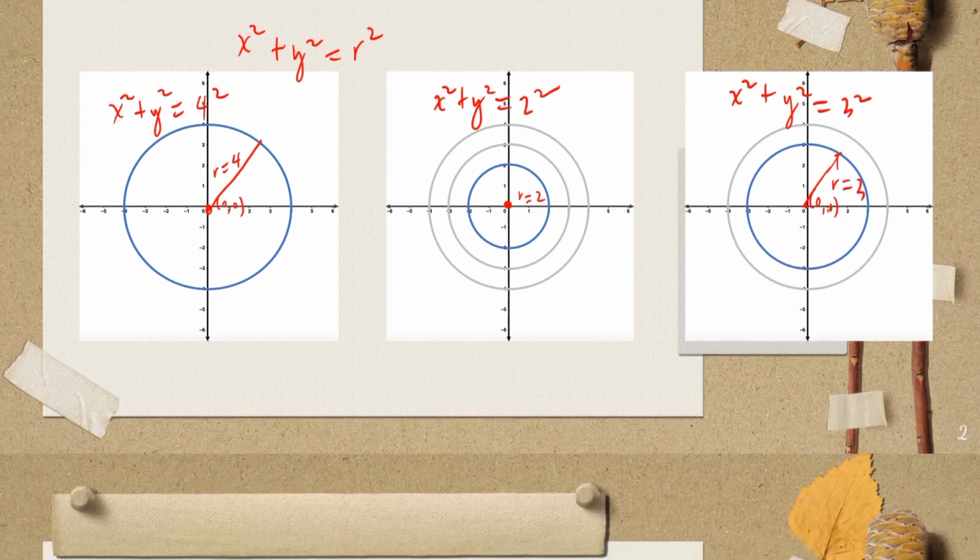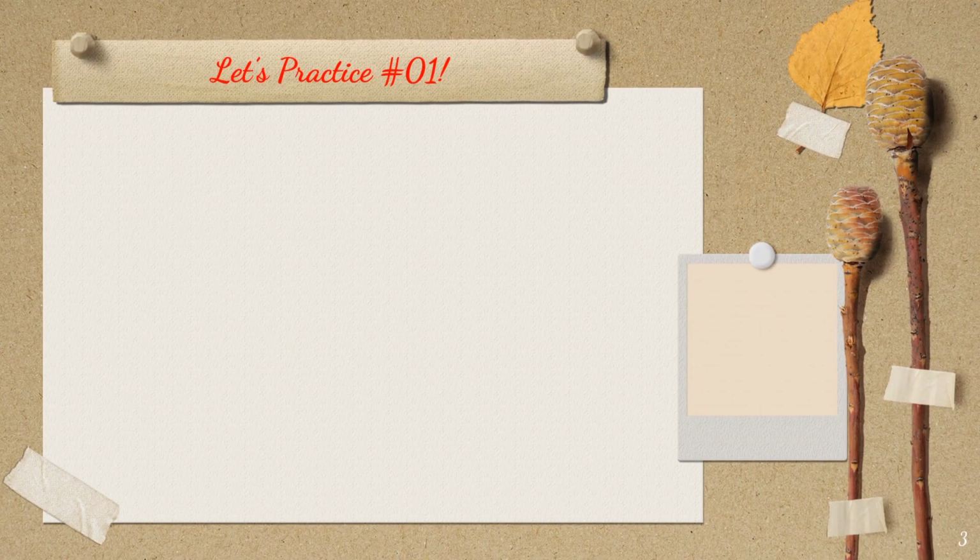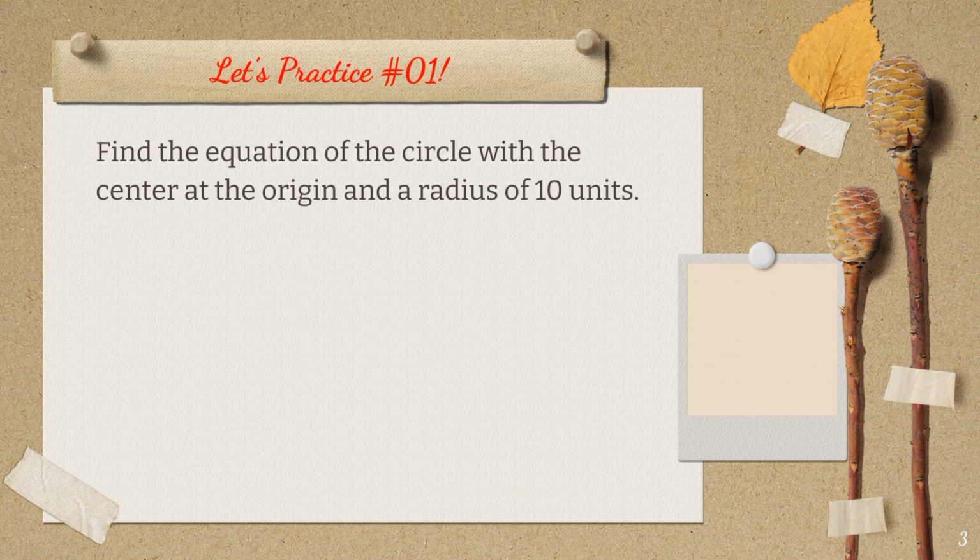So now let's proceed to practice number 01. Here is the problem: find the equation of the circle with the center at the origin and a radius of 10 units. In this problem, we are given the center of the circle at the origin, meaning the center is at the coordinates (0, 0), and a radius of 10 units.